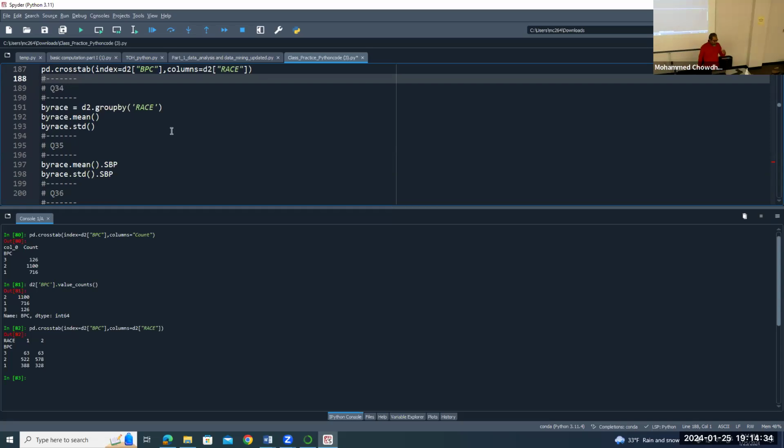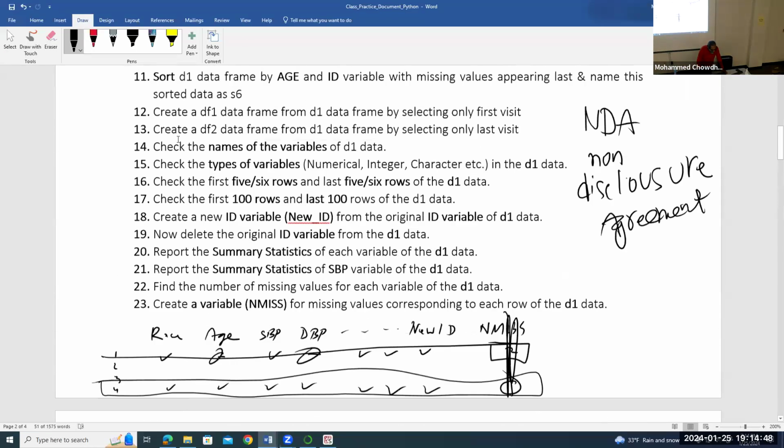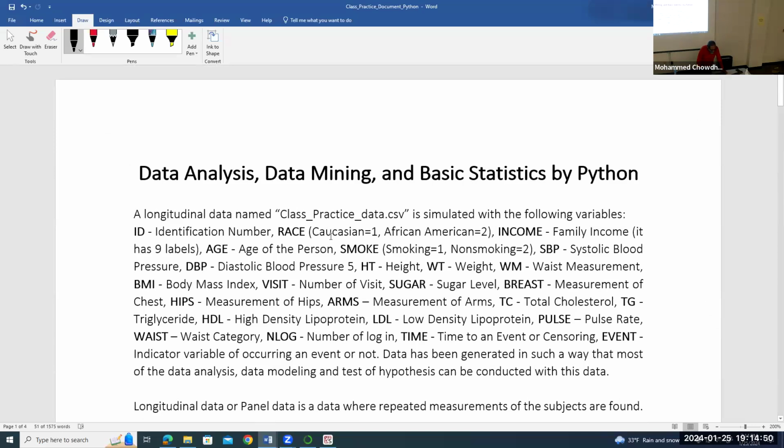Now, if you want to find the mean by race variable, race 1 stands for the Caucasian, race 2 stands for the African American. Let me check. 1 equal to Caucasian and 2 equal to African American. Caucasian means white, and African American is equal to 2.